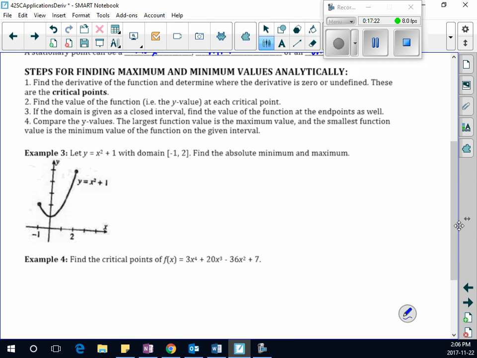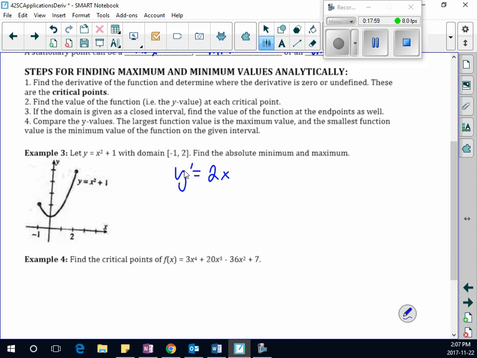So again, the steps are find the derivative. We won't necessarily have this graph in front of you, right? I just put this there so you can see visually what we're actually finding. So what is my derivative? Y prime equals 2x. Now the next step is to find where the derivative is either undefined, which there's no way that 2x could ever be undefined, right? The only way I would get something undefined is if it's in a denominator position, right?